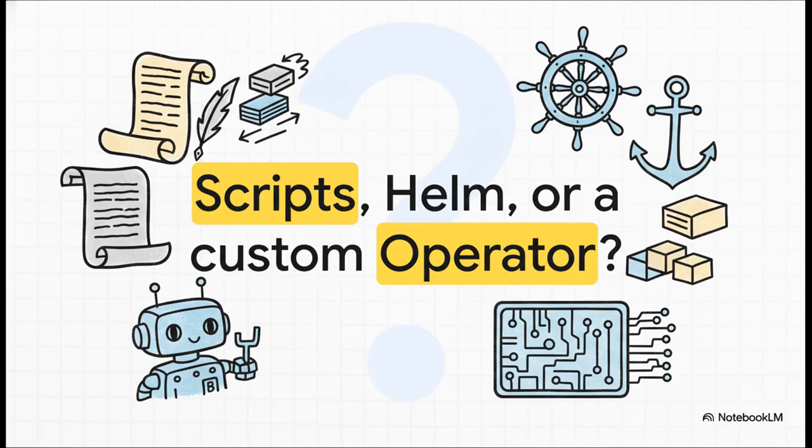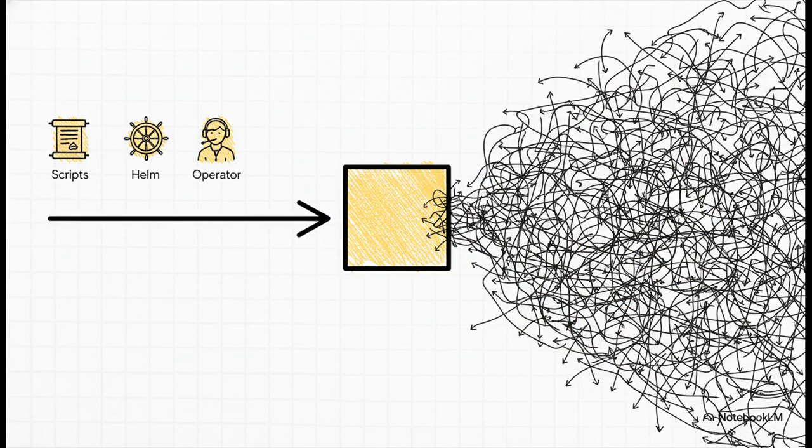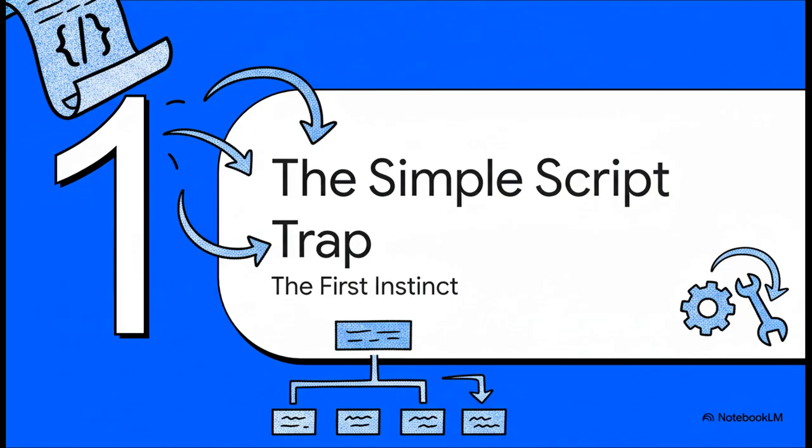You can stick with simple scripts, you can adopt the ever-popular Helm, or you can go all in and build your very own custom operator. This is a huge decision for any platform team. But here's the catch. On the surface, this looks like a straightforward technical decision, right? But in the real world, it's anything but. The path you pick has these massive, cascading effects on your team's speed, the reliability of your system, and honestly, your own sanity.